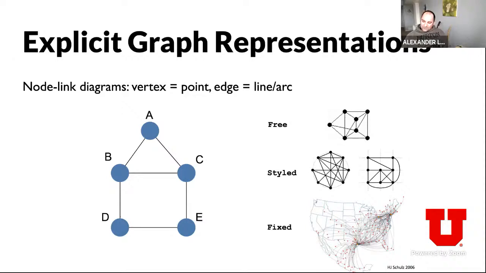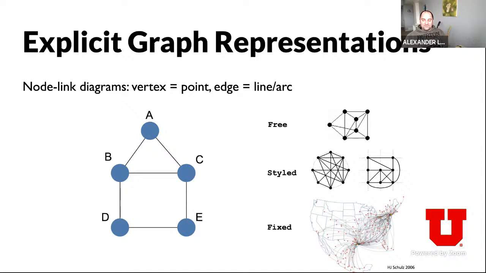The two examples I'm showing here for the style layouts are: the nodes are arranged in a circle, or the nodes are arranged in a grid, and then the edges are shown on top of that. And as you can already see, this reduces the degrees of freedom we have in arranging things. Hence it's easier to compute, but maybe not as good for some particular aspects. And then we also have fixed layouts.